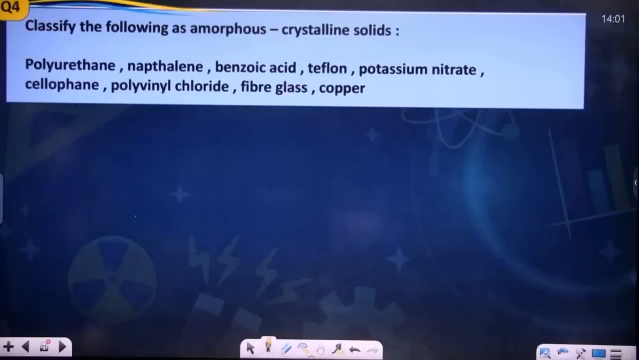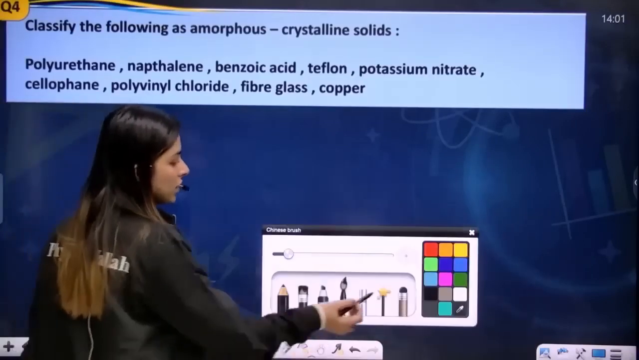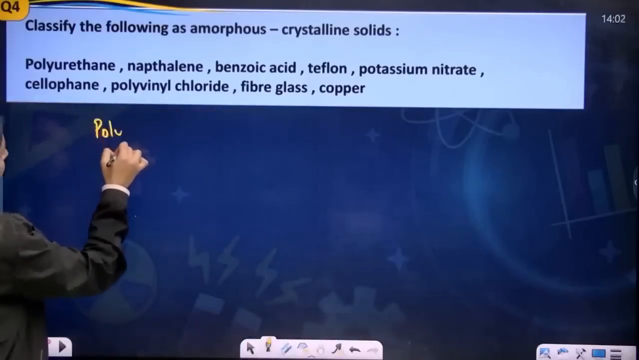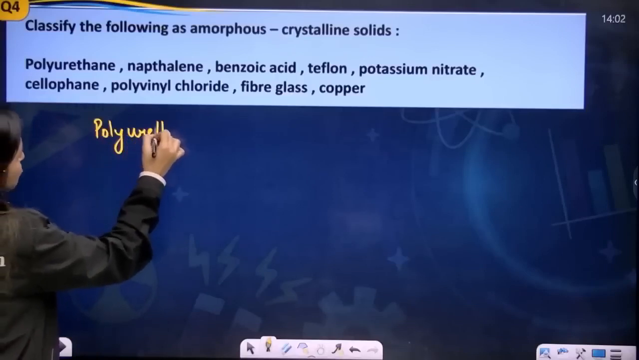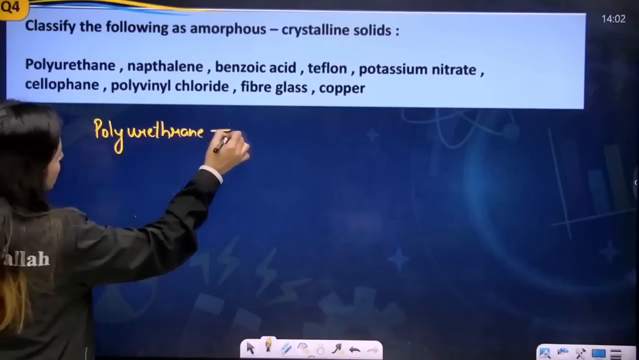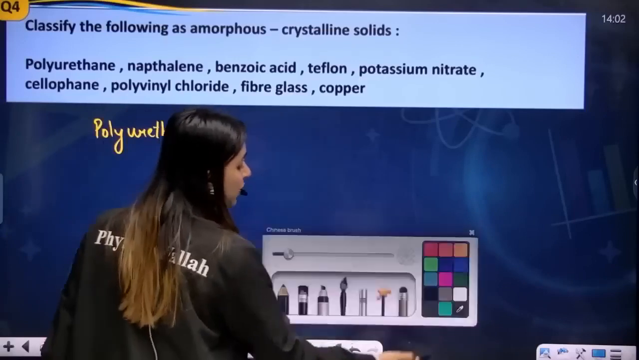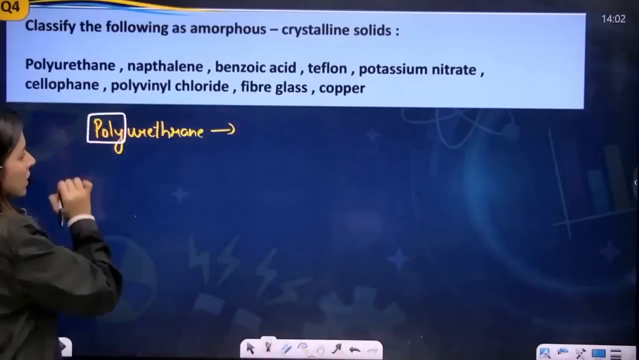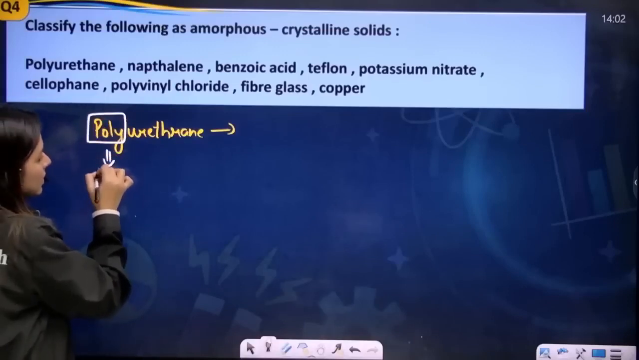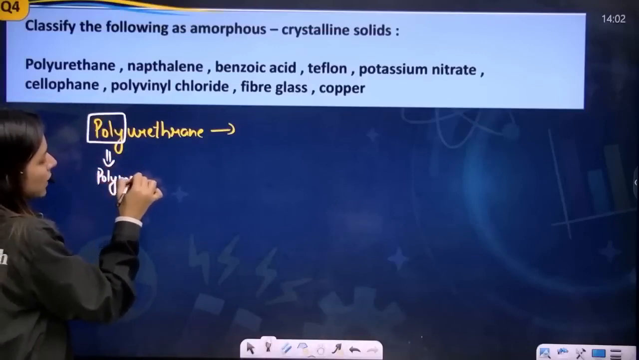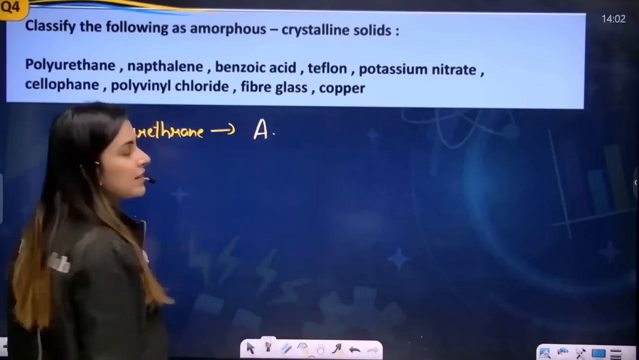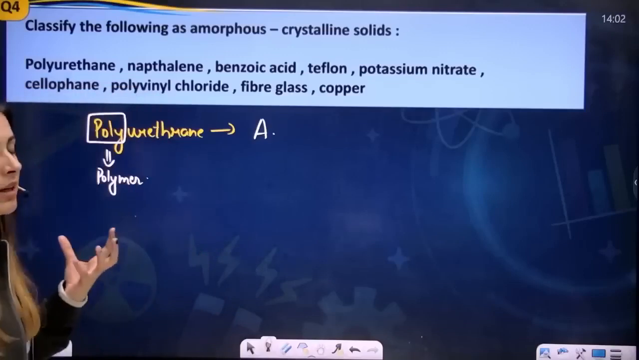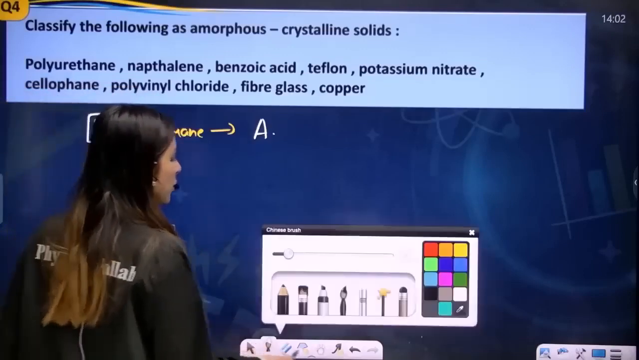Now, my dear students, the first part is polyurethane. For polyurethane, I just want to tell you, if you see this poly word in any solid's name, just understand that it is a polymer. And since it is a polymer, I can say that it is amorphous in nature. This is a trick to find out whether it is a polymer or not.